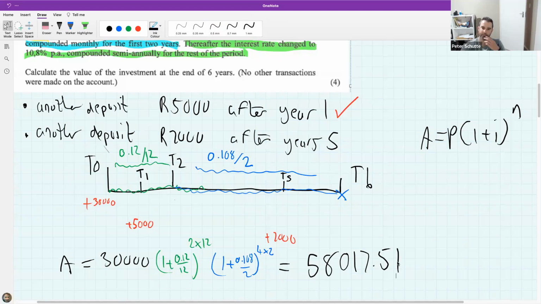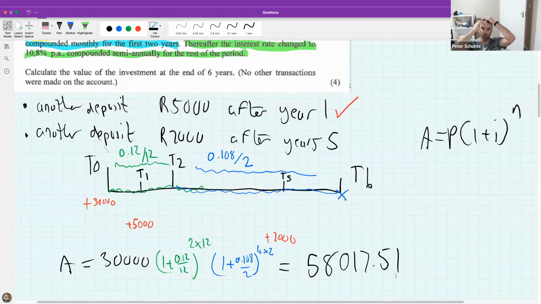58,017.51. I want to give a bit of time for everyone to try and get that. And if you do get that, put that in the chat. If you get something different, put that in the chat.